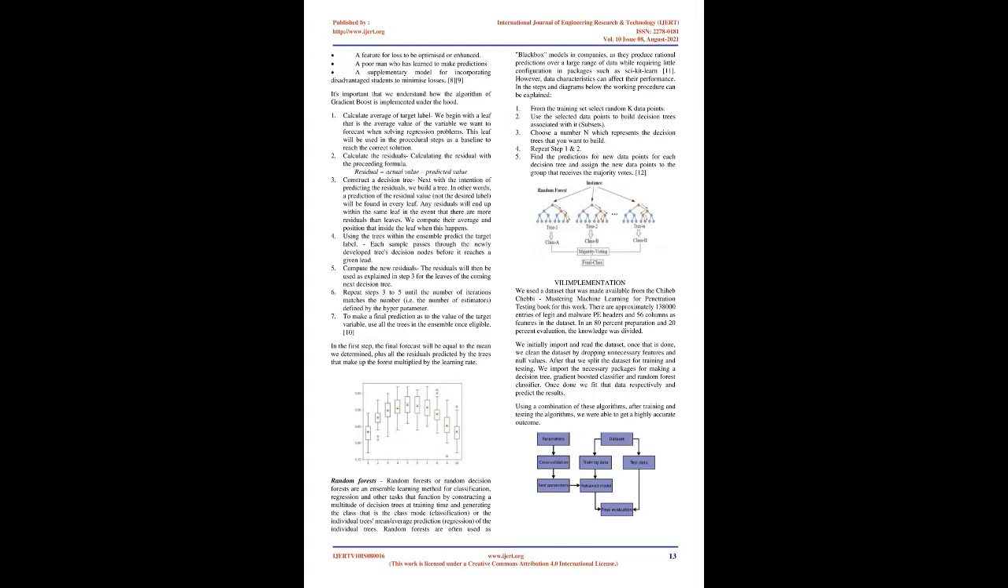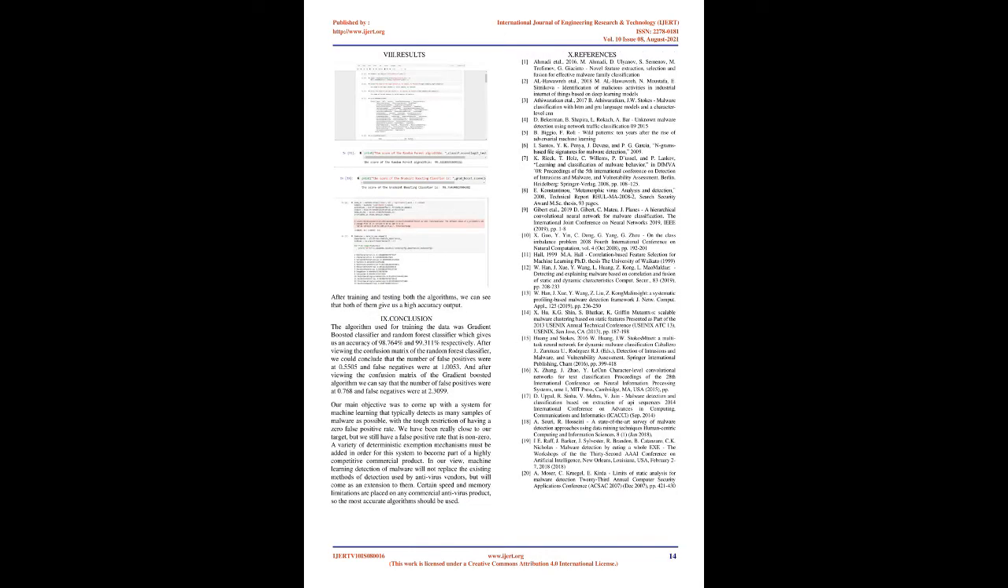Using the trees within the ensemble, predict the target label. Each sample passes through the newly developed tree's decision nodes before it reaches a given leaf. Compute the new residuals. The residuals will then be used as explained in step 3 for the leaves of the next decision tree. Repeat steps 3 to 5 until the number of iterations matches the number of estimators defined by the hyperparameter.